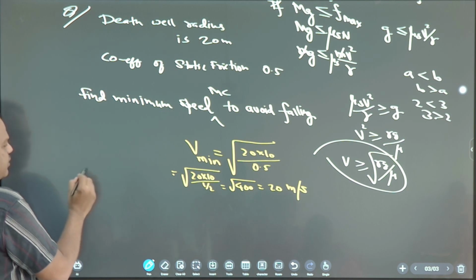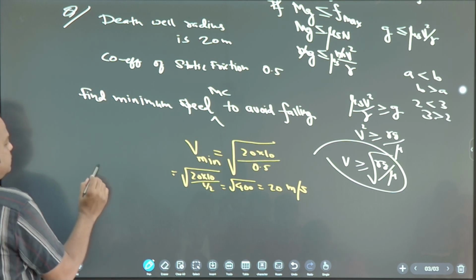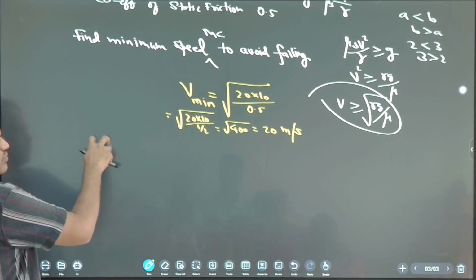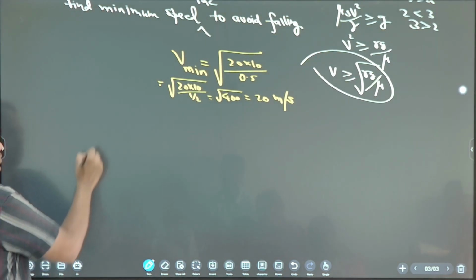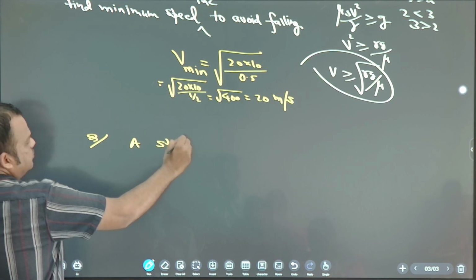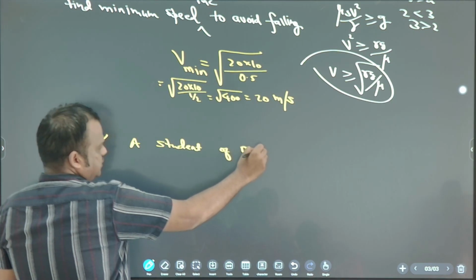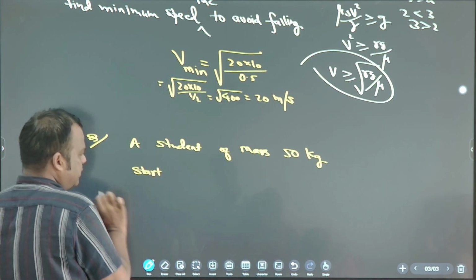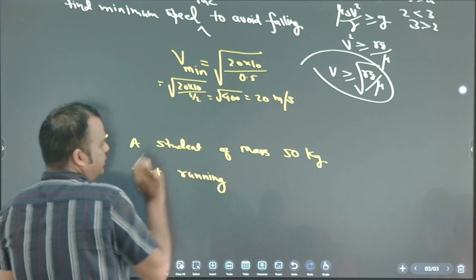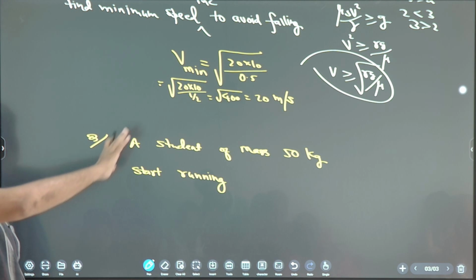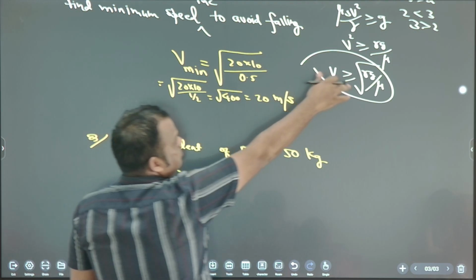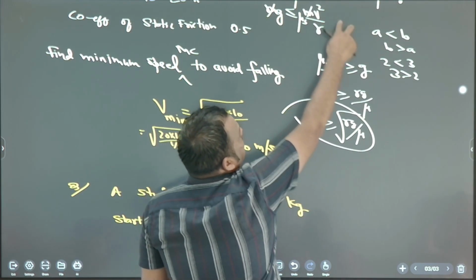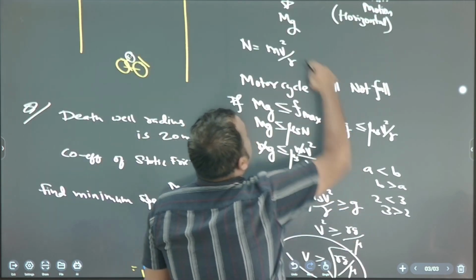So this friction chapter is over now. We will discuss some more questions, a few basic questions I am giving. Note down: a student of mass 50 kg starts running. The death well is finished. What is the death well formula? Square root of rg by mu. What is the normal formula? Normal is mv square by r. Okay, clear?